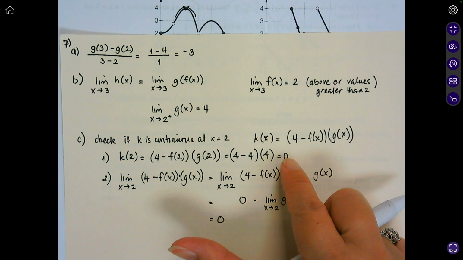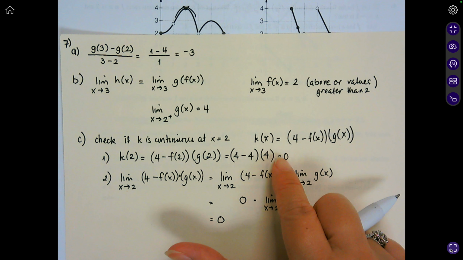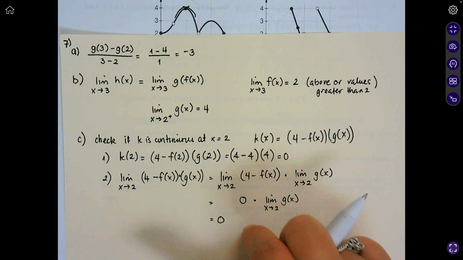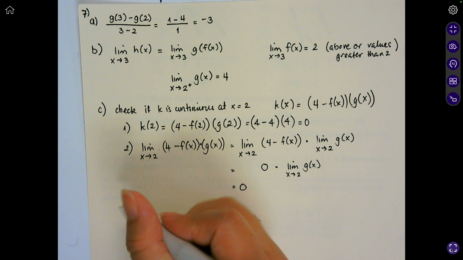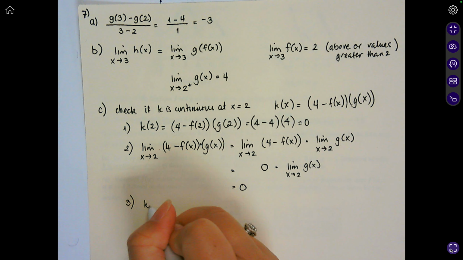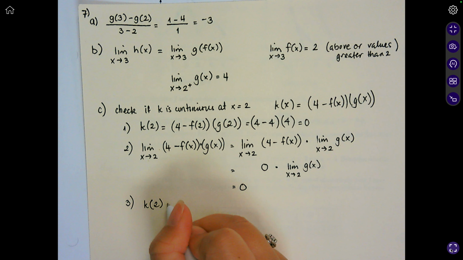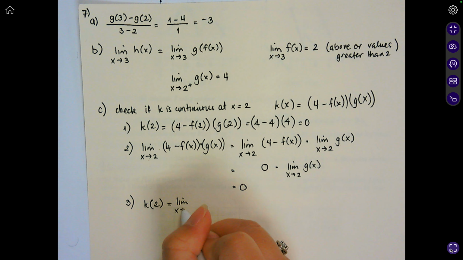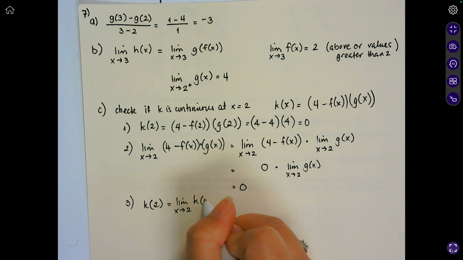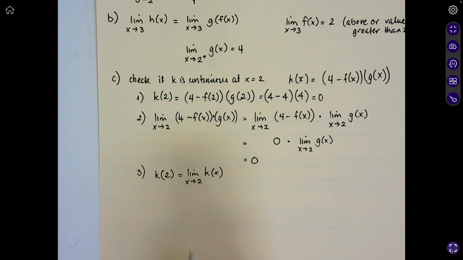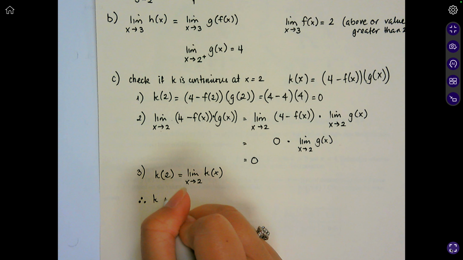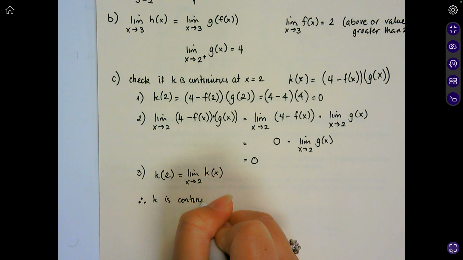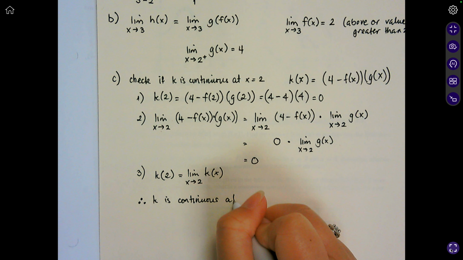But I can see that the y value at the point x equal to 2 and the limit as x approaches 2 of the function k are the same. So I can conclude that the y value at the point is the same as the limit of function k. So is the function continuous at 2? Yes. Therefore, k is continuous at x equal to 2.